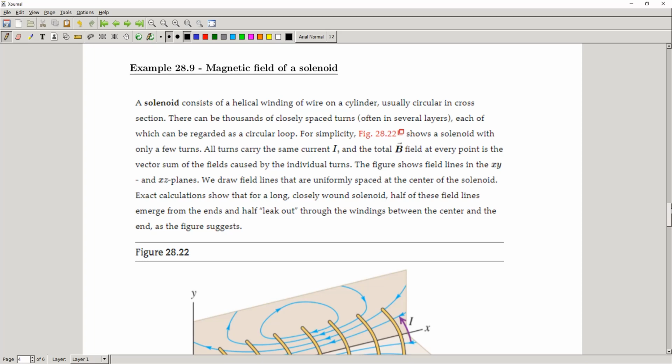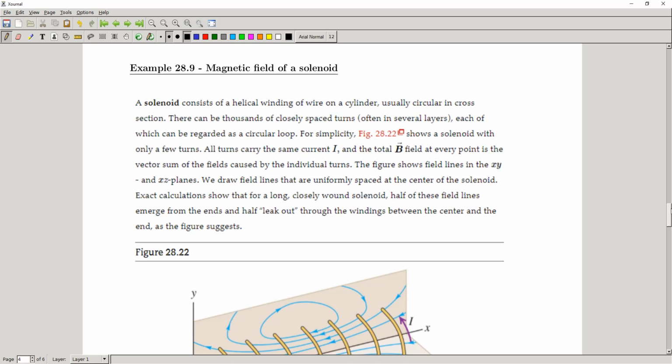So we have a solenoid. Let's remember what a solenoid is. A solenoid is like a coil. Well, actually, they talk about it here. Okay, so a solenoid consists of a helical winding of wire on a cylinder, and this is usually circular in cross section. So you have like a circular core, and you wind a wire around it lots and lots of times, sometimes thousands of times. And these things can often be in several layers, right? So you layer down the first layer, second layer, and so forth. You layer it up, and you have thousands of windings around this thing.